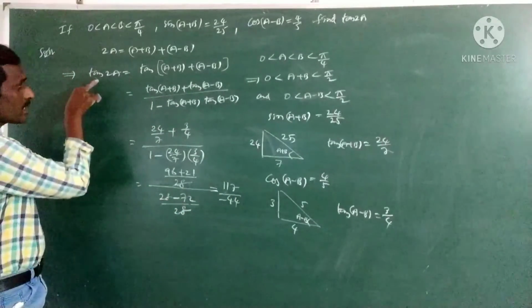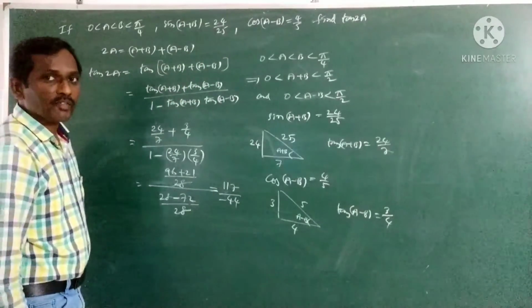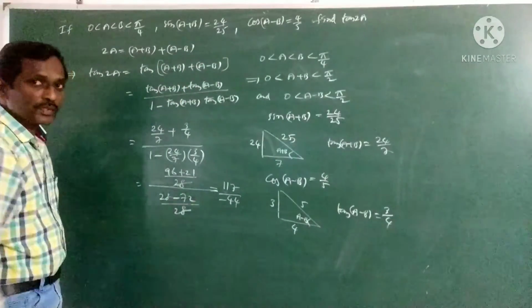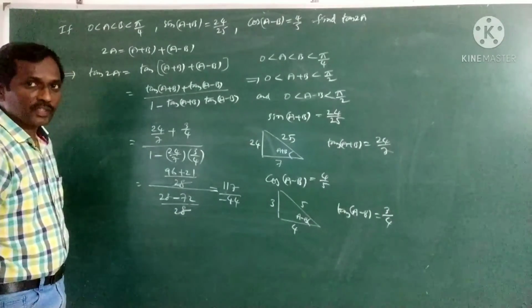So this is the tan 2a value. The question is to find the tan 2a value, so tan 2a becomes −117/44. It is the answer for the problem.